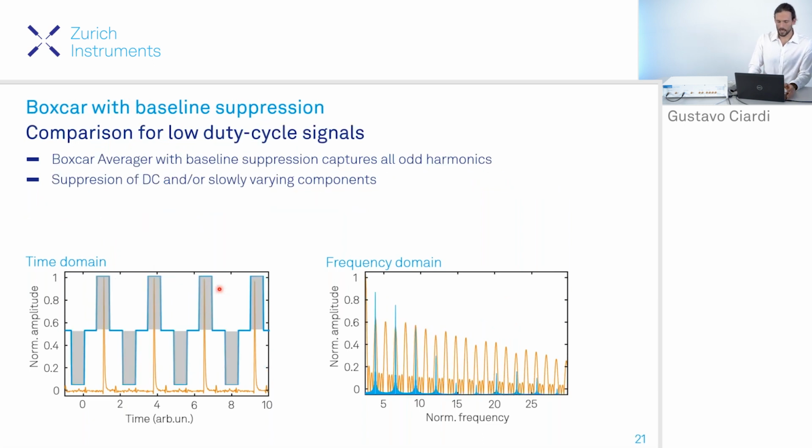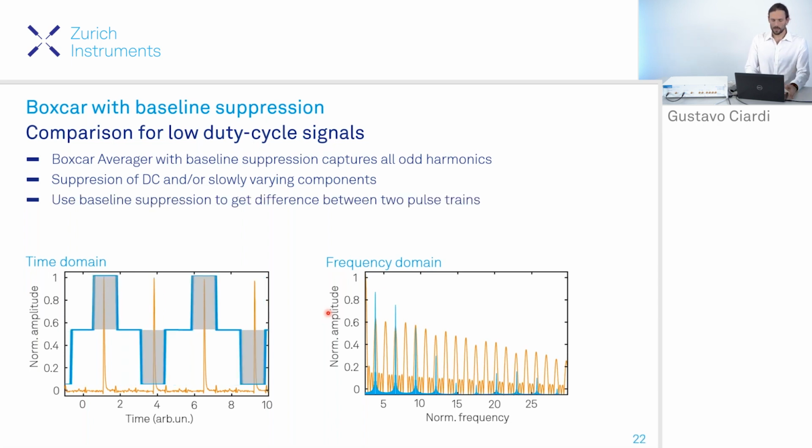Now, many times in boxcar averagers there is also an additional option called baseline subtraction, where a second window is placed somewhere within the period of the signal where no signal is present, and then it's integrated like the one around our signal. The output of my measurement is then the difference between the boxcar window with my signal and the baseline. This has the effect of suppressing DC and slowly varying components. And if we look at the frequency domain now, it's basically just taking the odd harmonics of my signal.